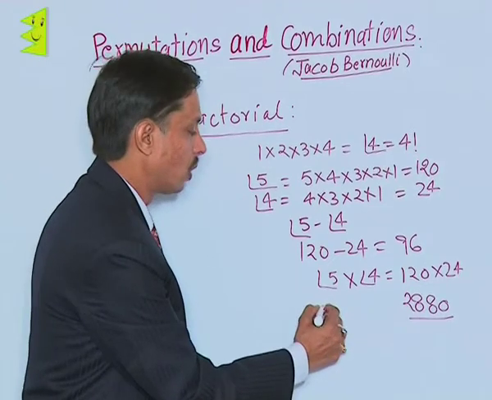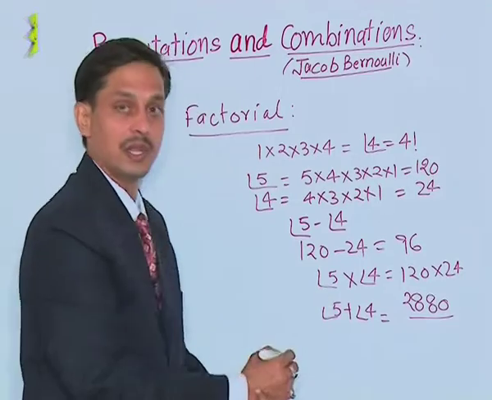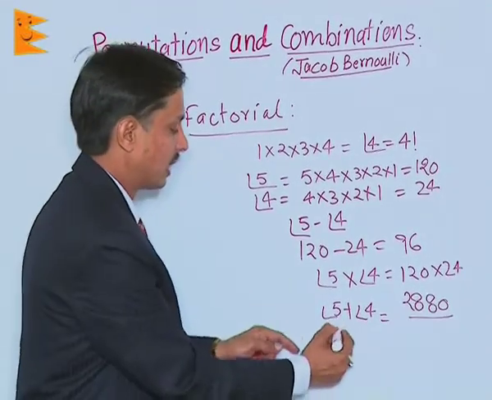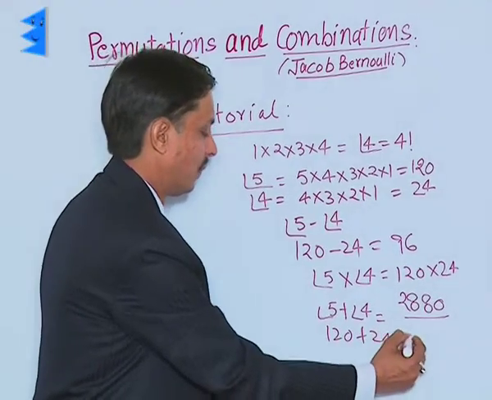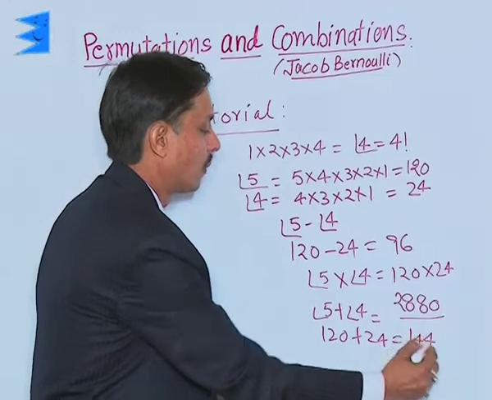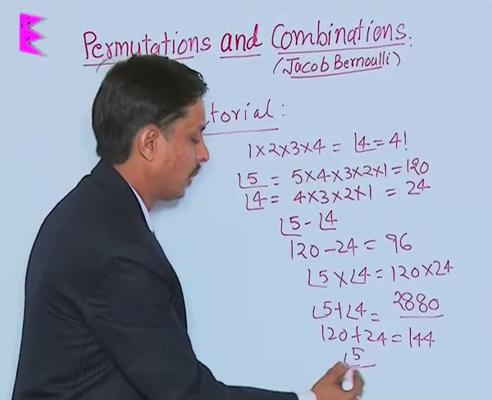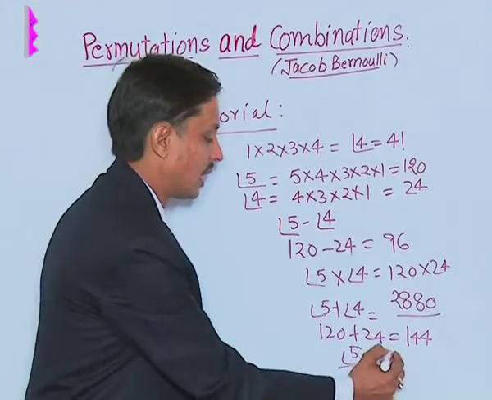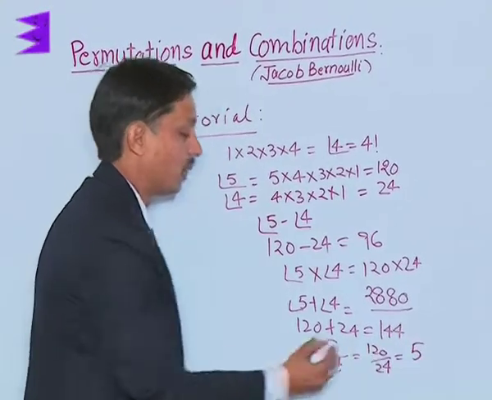Similarly, if you want to find the value of factorial 5 plus factorial 4, this answer is definitely not equal to factorial 9. Factorial 5's answer is 120. Factorial 4's answer is 24. This comes out to be 144. Similarly, if you want to divide factorial 5 by factorial 4, the answer is 120 upon 24, which is 5.